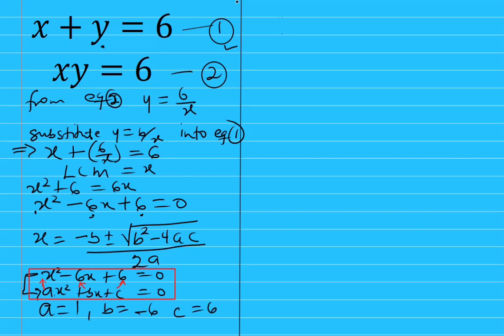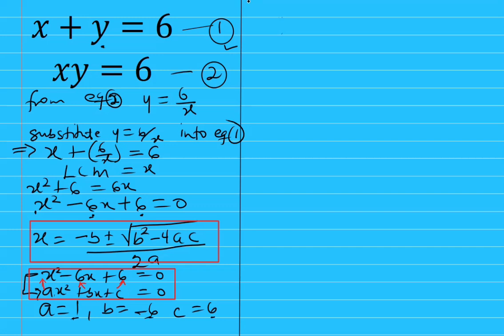So we're going to substitute these values of a, b, and c into the general quadratic formula. Wherever we see a, we put 1 there. Wherever we see b, we put negative 6 there. Wherever we see c, we put 6 there.